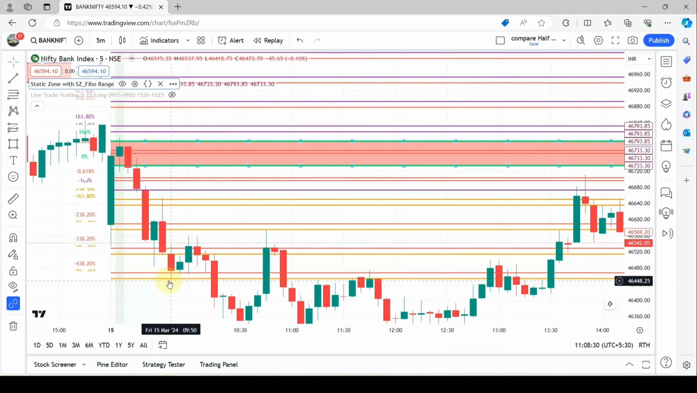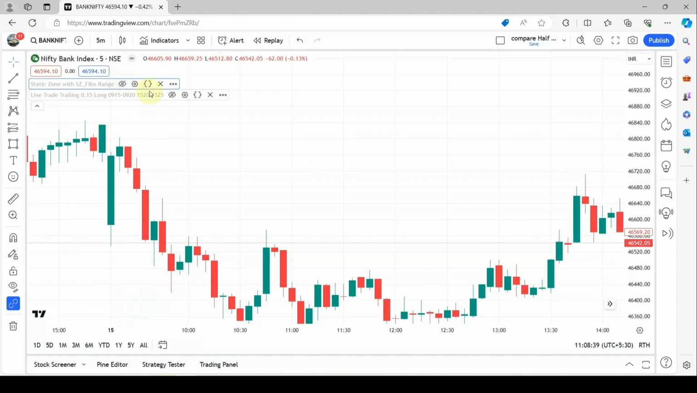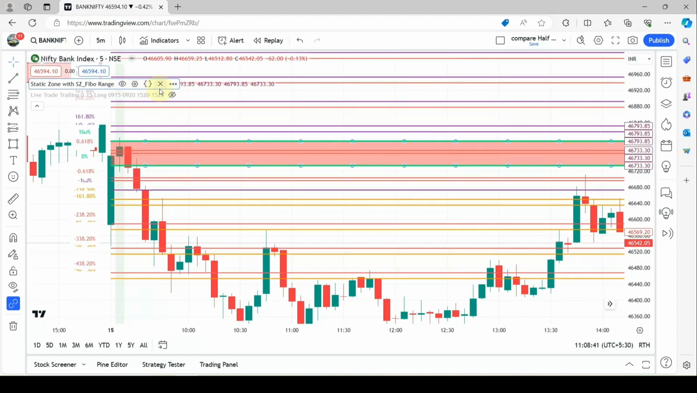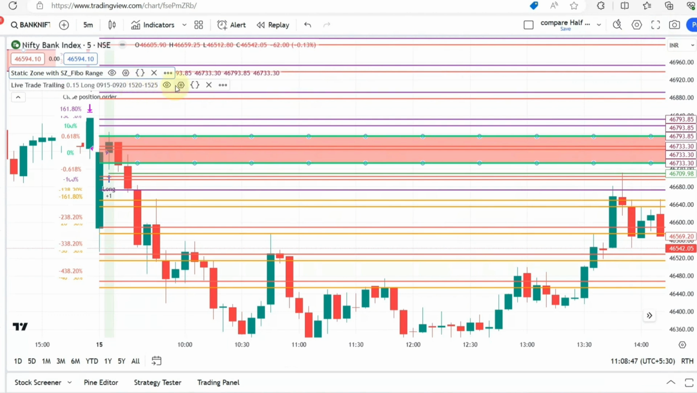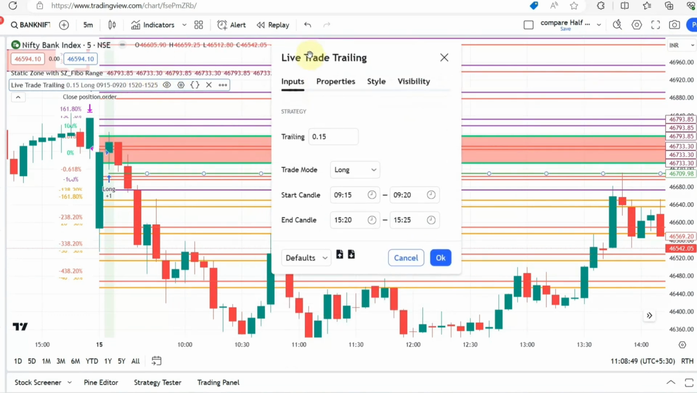If you don't want to make this type of targets to be more, you can also trail your position with another indicator. For example, for this only our technical team has designed this live trade trailing indicator. You can see the inputs of this indicator. It's giving you 0.15% trailing as a basic.